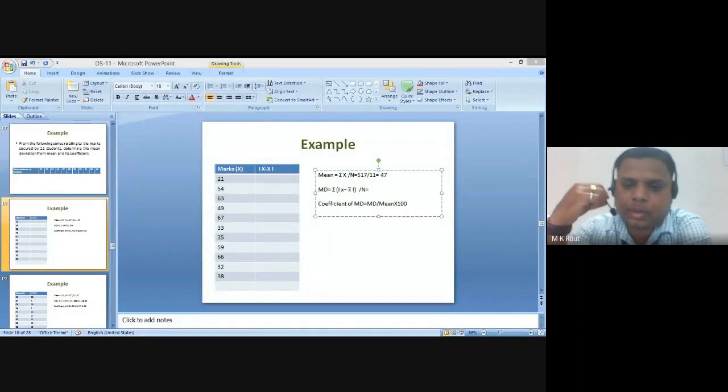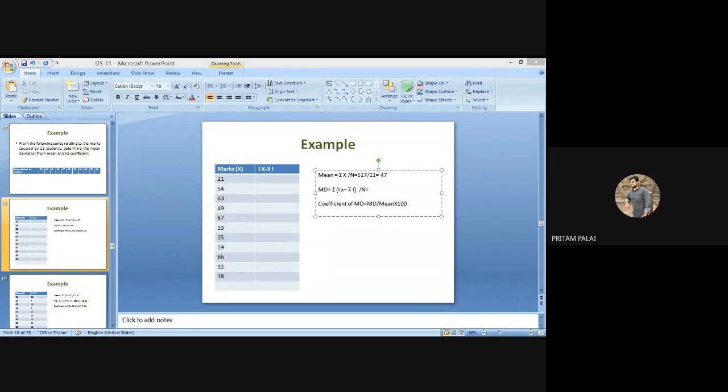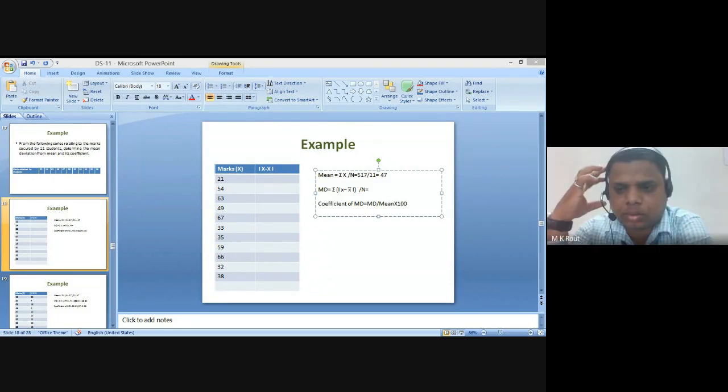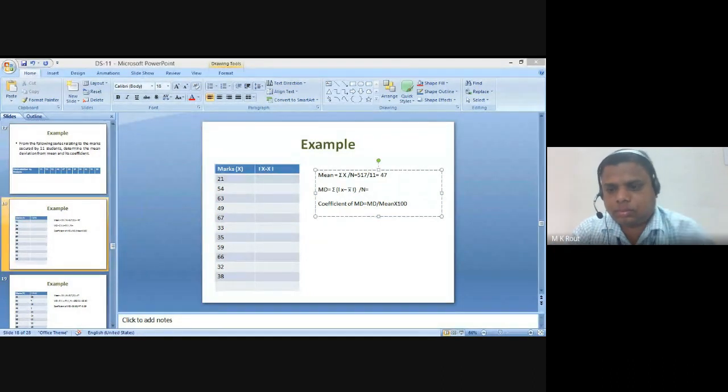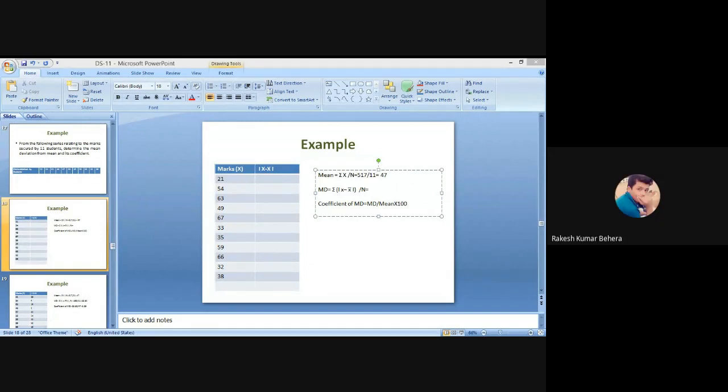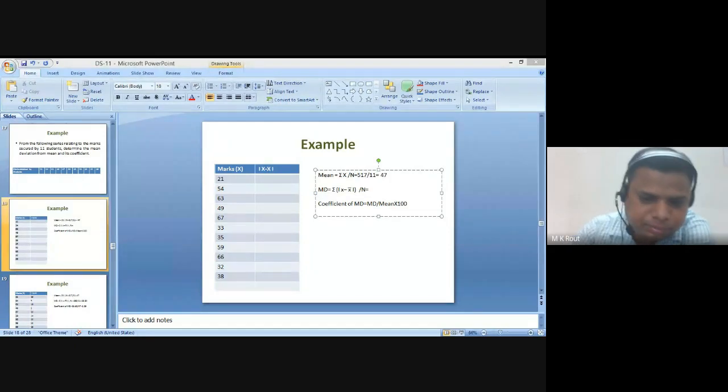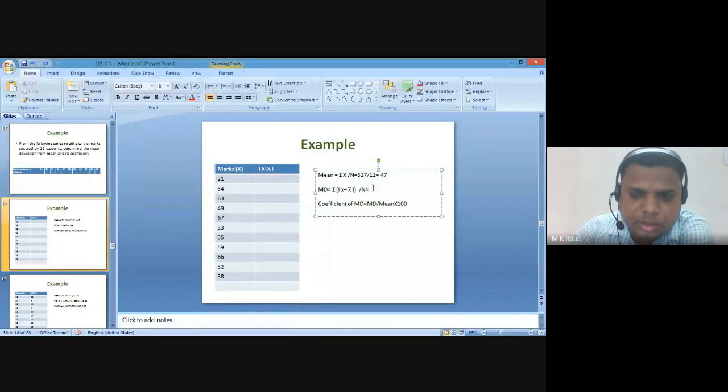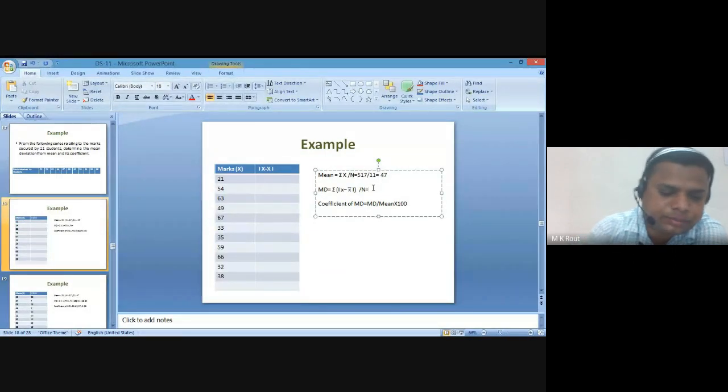Pritam Palay, what is the value of your mean in this particular problem? Sir, 47. Okay. And what is the value of mean deviation? Ritika Maharti, 33. Just tell me what is the sum of x minus x bar?